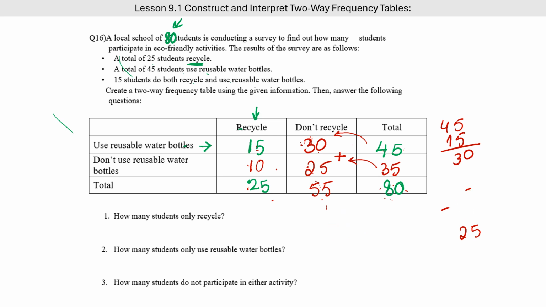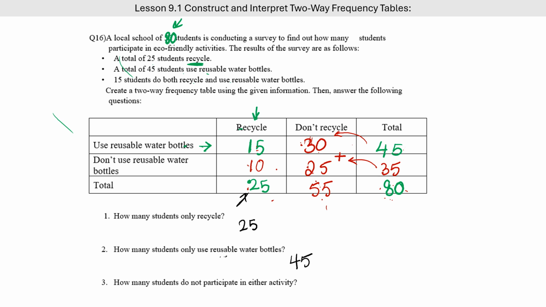Now I have to answer what they are trying to ask me. So let's read it. How many students only recycle? Only recycle. So these students only recycle. What is the total students of the recycling? It is 25. How many students only use reusable water bottles? So what is the total of reusable water bottles? Total of reusable water bottles are 45.